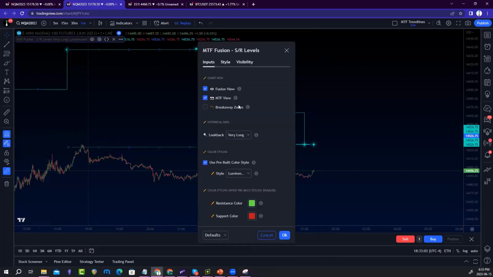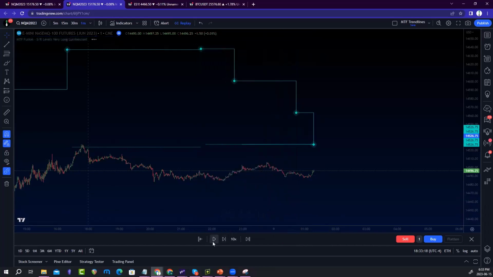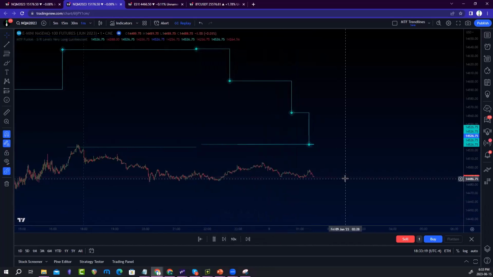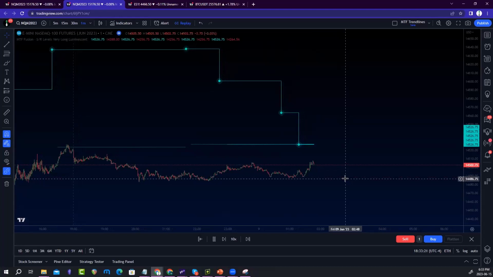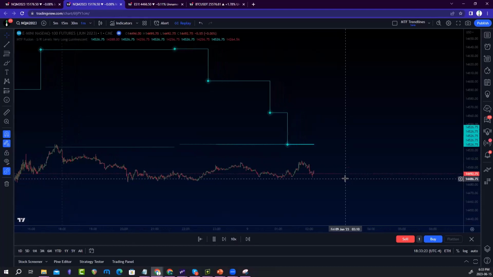I'm going to turn on a setting called breakaway zones. So what this setting does is whenever price breaks out from a fusion resistance or breaks down from a fusion support, it's going to fill the area between price and the level to highlight the breakout or breakdown. So what we're probably going to see here is hopefully a retest or a smaller high, but eventually we're going to break one of these lines.